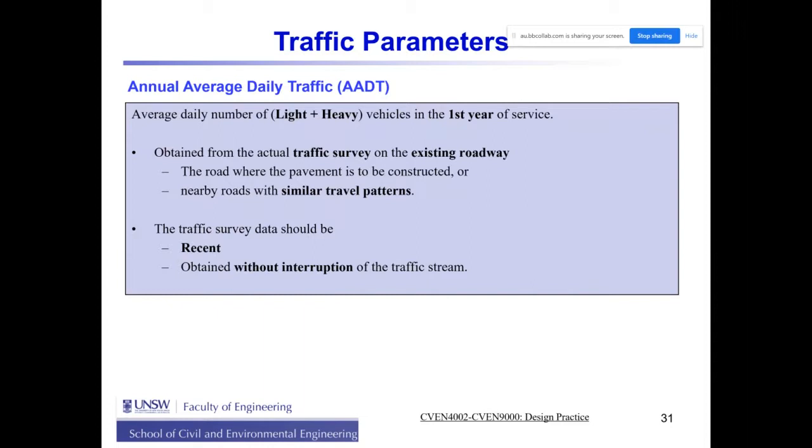How can we determine this traffic survey? This traffic survey can be done on one existing roadway, and that road can be the road where the pavement is to be constructed, if that's the existing road, or it can be a nearby road with similar travel pattern, right? So we need to conduct a traffic survey on an existing roadway, and the existing roadway is either the road where the pavement is to be constructed or the nearby road with the similar travel pattern.